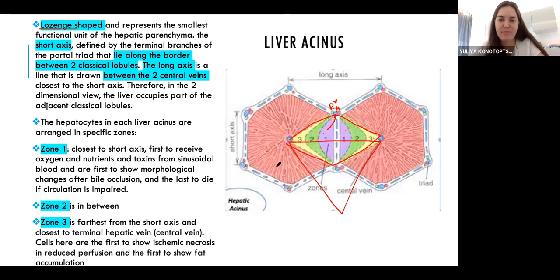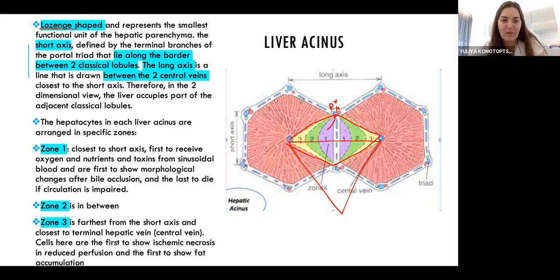There was a question I'm trying to remember, just a second. Each classical lobule contains how many halves of the liver acinus? I repeat, each classical lobule contains how many halves of liver acinus? 6. Very good. So we just count. This is a half, right? So 1, 2, 3, 4, 5 and 6. So there should be here 6.